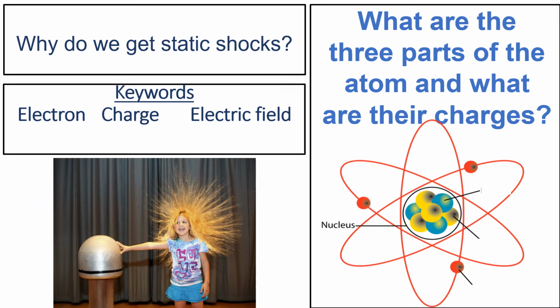So, why do we get electric shocks? The key words here are electrons. Electrons are things that move and they have a charge, and that you get electric field, which is the second part of this video. So what are the three parts of an atom?